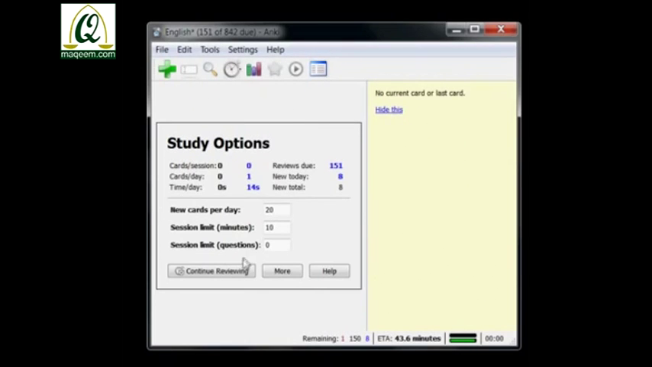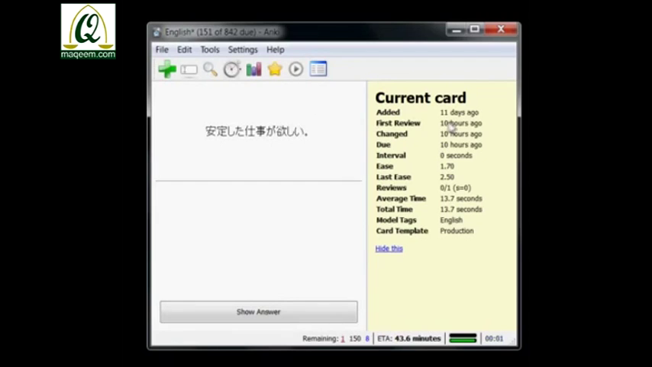Currently we have no current card, but if we start reviewing, it'll tell us a little bit of information about this card. For example, when it was shown last. This is a failed card, so it has an interval of 0 seconds.